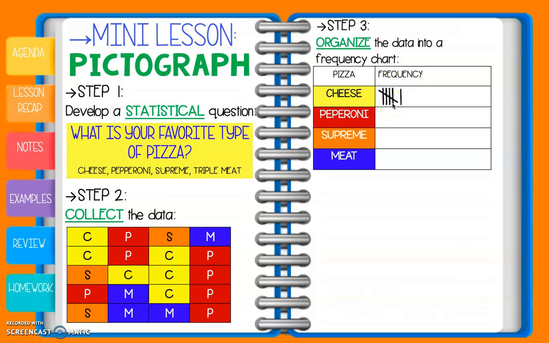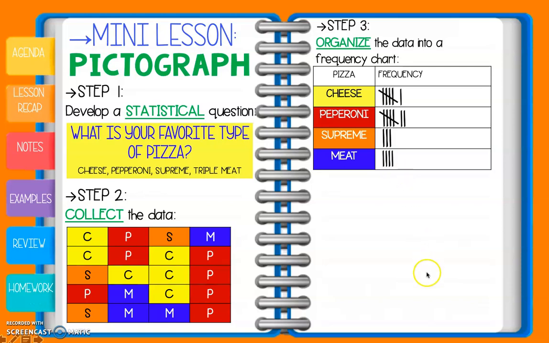Okay, now let's take a look at our pepperoni. We have 1, 2, 3, 4, 5, 6, 7 people that said they prefer pepperoni pizza. So we have a bundle of 5 and then 2 additional out here to this side. And that represents the 7 people that said that they would prefer pepperoni pizza. All right, so let's look for supreme people. Here's 1, 2, 3. So we have 3 people that prefer supreme. And then our meat lovers is 1, 2, 3, 4 people that prefer our meat lovers. So we draw 4 tally marks.